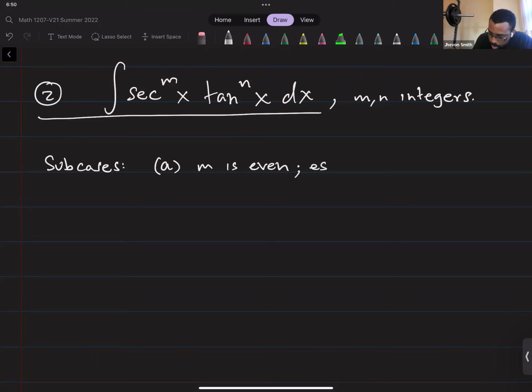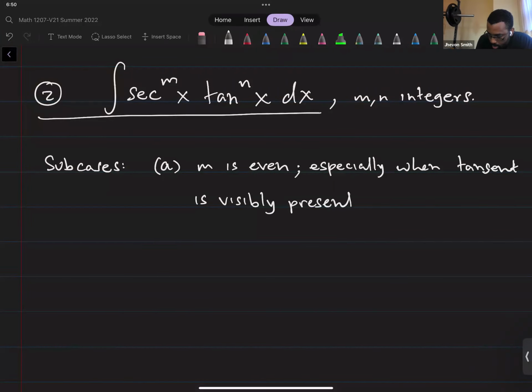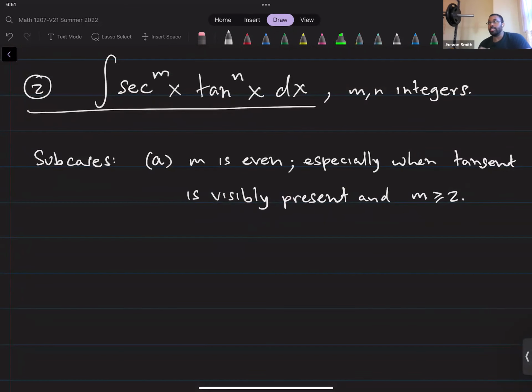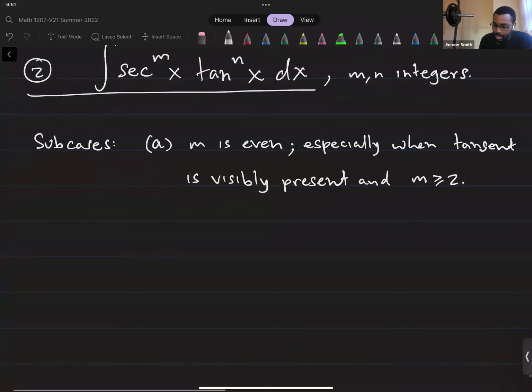Especially when tangent is present, say visibly present. And I would guess M is greater than or equal to 4. Or, let's keep that at 2. Okay, so that's going to be a situation. Like you have a secant squared times a tangent. Secant squared by itself is not a big deal, but if you have a secant squared times a tangent, it's a little bit more sophisticated. Not much, because obviously the thing to do there would be u equals tangent. Your secant squared would be the du. And that's where you want to go. Isolate the secant squared, change everyone else to tangents and make that substitution.